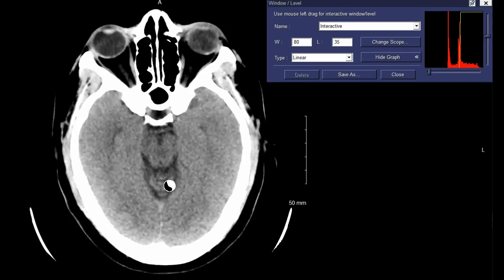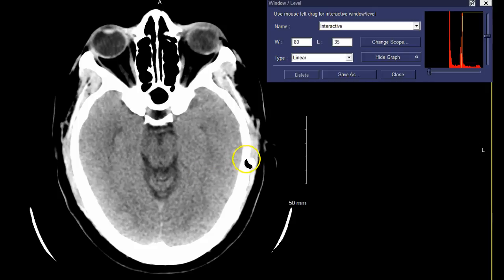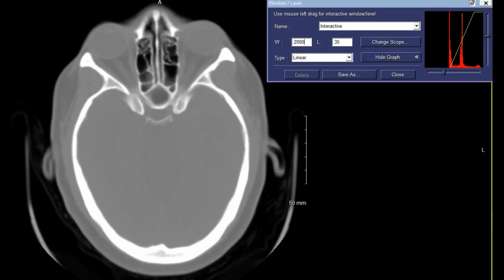So looking at this particular setting, I want to be able to better visualize some of the bony-based structures. So what I'm going to do is change my window width, and I'm just going to show you what it looks like just changing that component initially. So looking at it, going to 2000 here, look how much more gray the image is now. So let's go back to where we were.